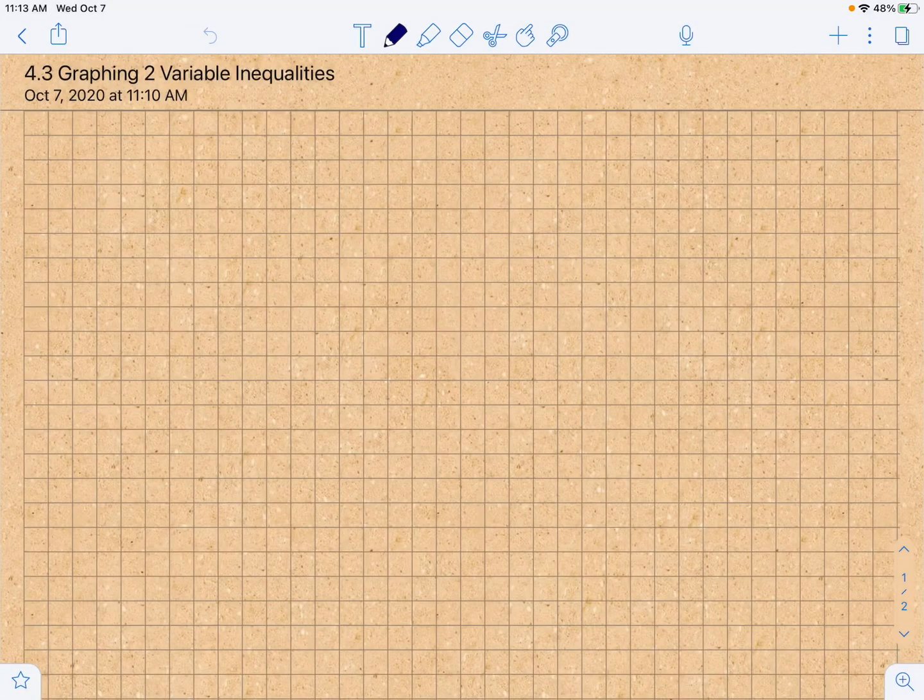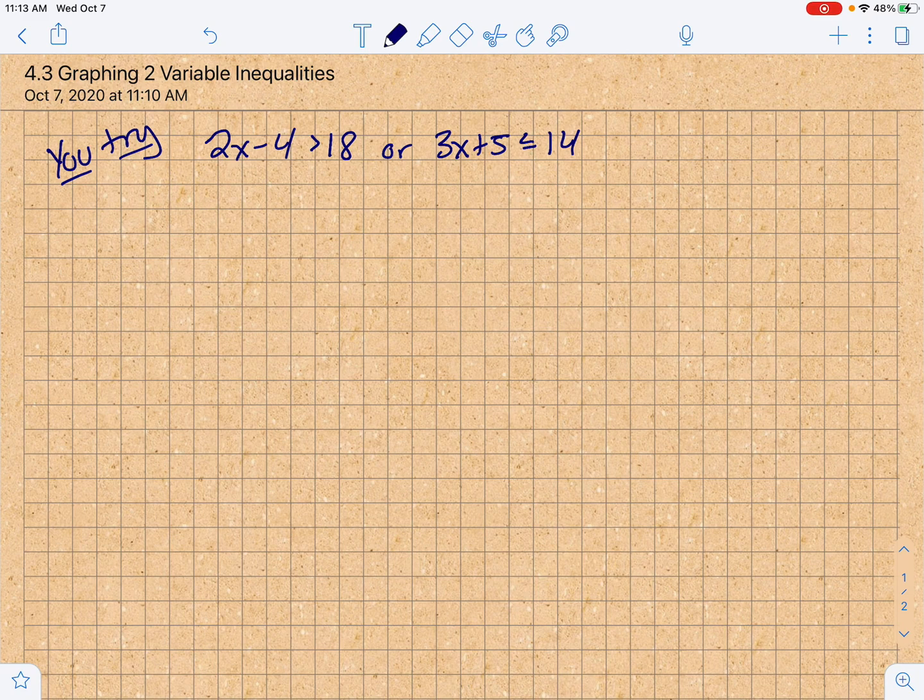Alright, so today we're going to be in 4.3, which is graphing two variable inequalities. Before we start, I want you guys to try this one. This is review from what we did last week. Try 2x minus 4 is greater than 18, or 3x plus 5 is less than or equal to 14. I want you to pause the video and try this one.